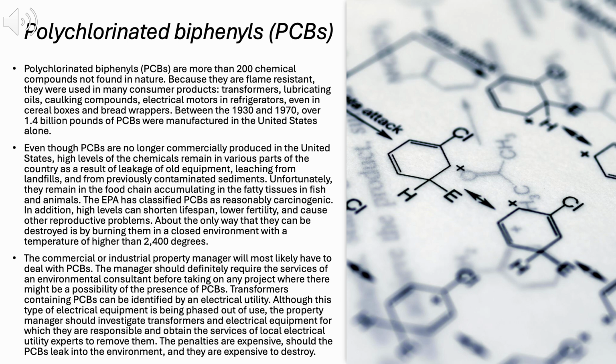Even though PCBs are no longer commercially produced in the United States, high levels of the chemicals remain in various parts of the country as a result of leakage of old equipment, leaching from landfills, and from previously contaminated sediments. Unfortunately, they remain in the food chain, accumulating in the fatty tissues in fish and animals. The EPA has classified PCBs as reasonably carcinogenic. In addition, high levels can shorten lifespan, lower fertility, and cause other reproductive problems. About the only way that they can be destroyed is by burning them in a closed environment with a temperature of higher than 2,400 degrees.